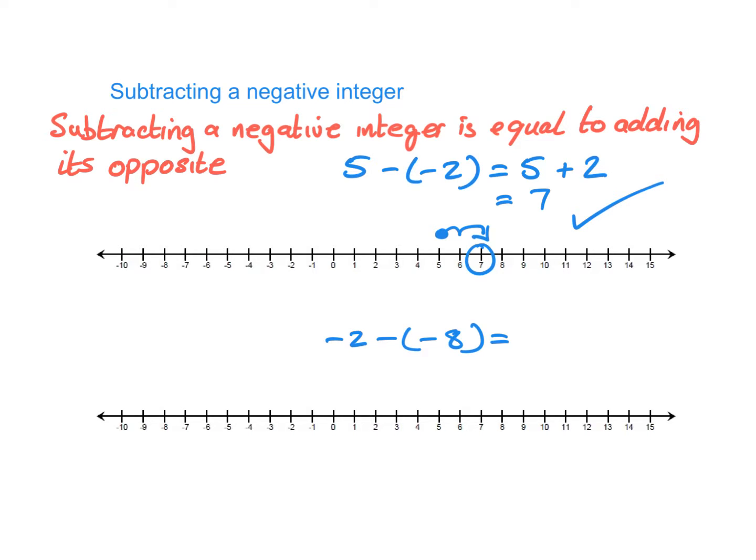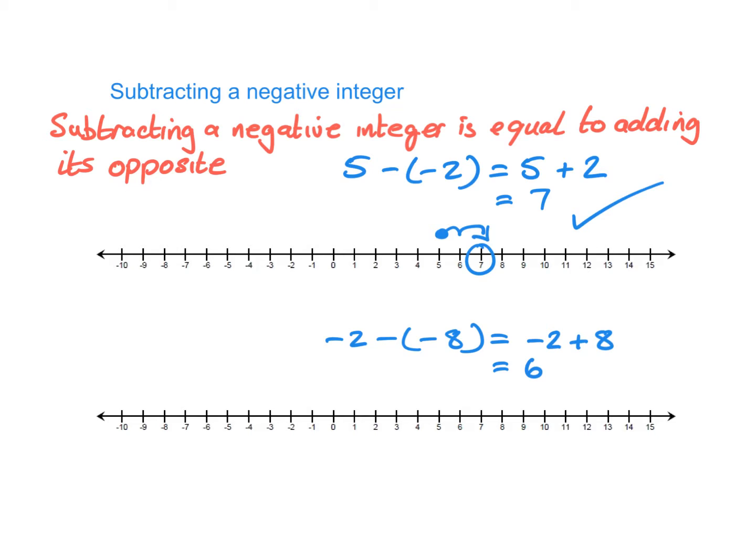Well, once again, I'm going to rewrite this. My negative 2 stays where it is, and because I am subtracting a negative integer, it's equal to adding its opposite. So I'm going to go plus 8, because the opposite of negative 8 is a positive 8. Therefore, negative 2 add 8 is going to give me positive 6.